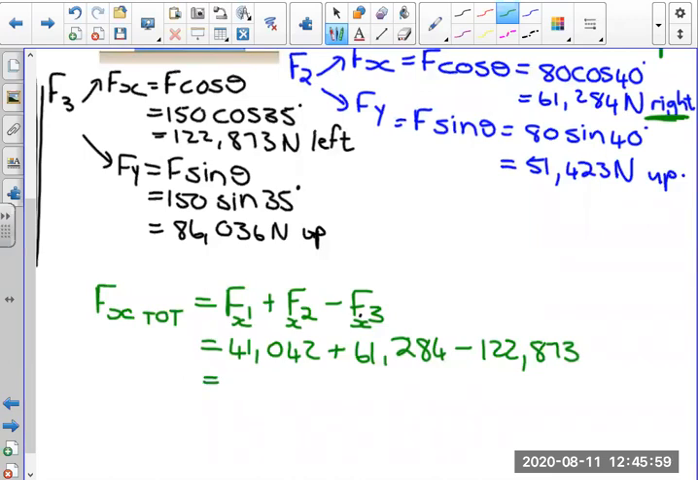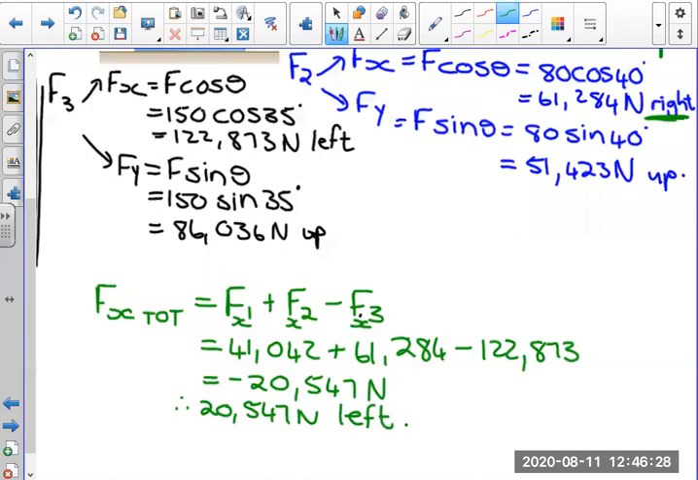Now when I add everything up, I get a negative answer, which is minus 20,547 newtons. When you get a negative answer, it is not actually negative, it just shows the direction. Therefore, Fx total is 20,547 newtons to the left. Can you see that? So I put it to the left.